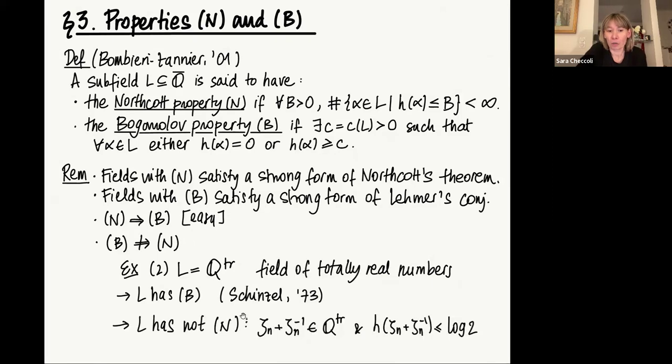But it does not have property N, because for instance, if you take an nth root of unity, zeta_n, then zeta_n plus zeta_n to the minus one is totally real, but by the properties of the height, the height of the sum is less than or equal to the sum of the two heights plus log 2, and the sum of the two is zero, so it's less than or equal to log 2. So you have infinitely many elements of bounded height inside.